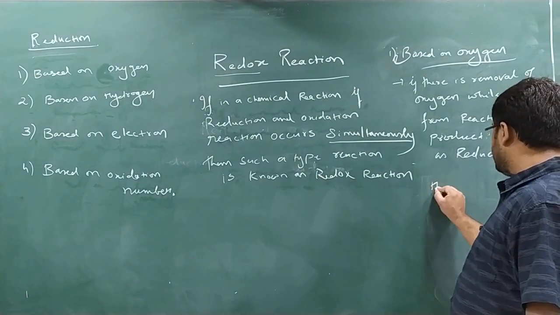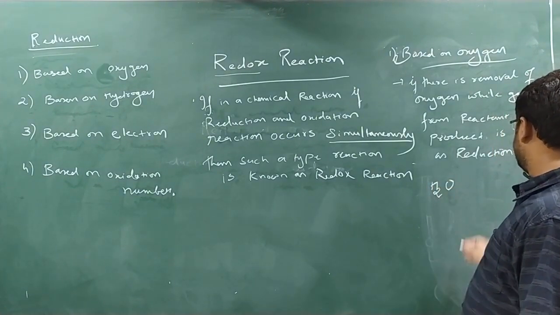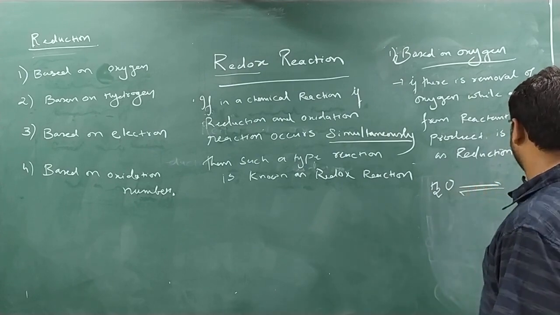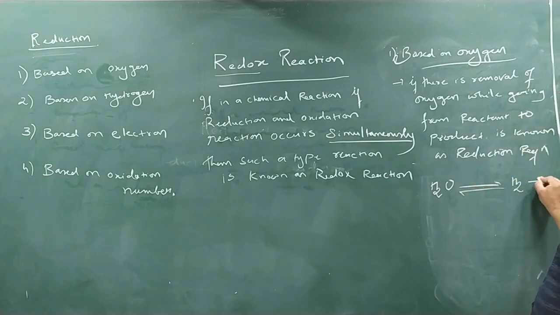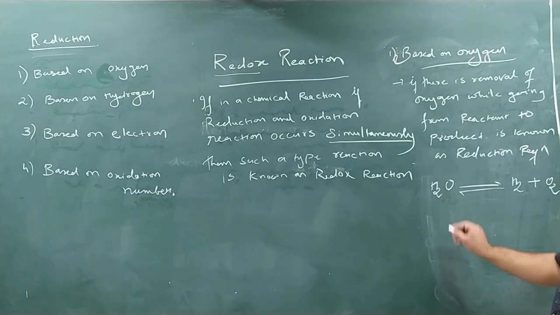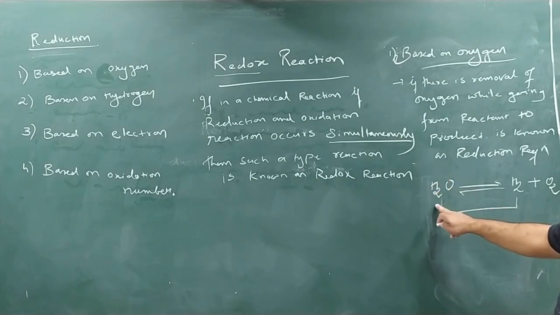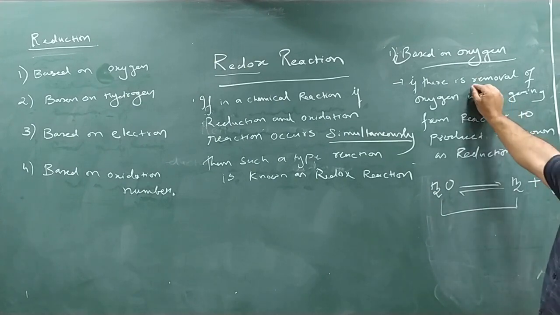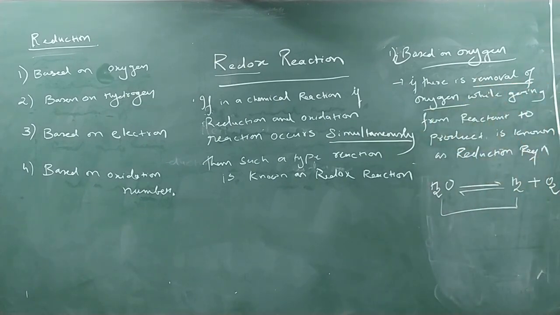For example, if I take water and do the electrolysis and get H2 plus O, you can see there is a removal of oxygen when going from reactant to product. So such a type of chemical reaction is known as what? Reduction reaction. So this is H2O. Here hydrogen is attached with oxygen. But if you see in the product, oxygen is removed. So removal of oxygen. Such a type of chemical reaction is known as a reduction reaction.